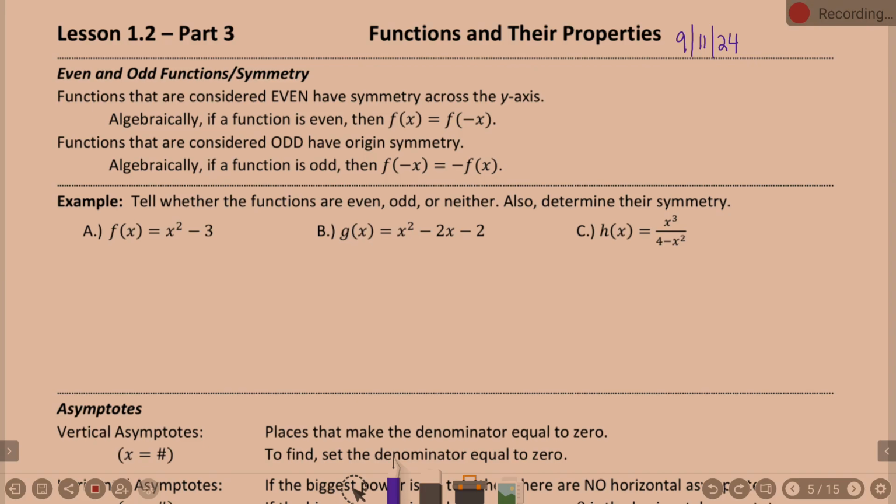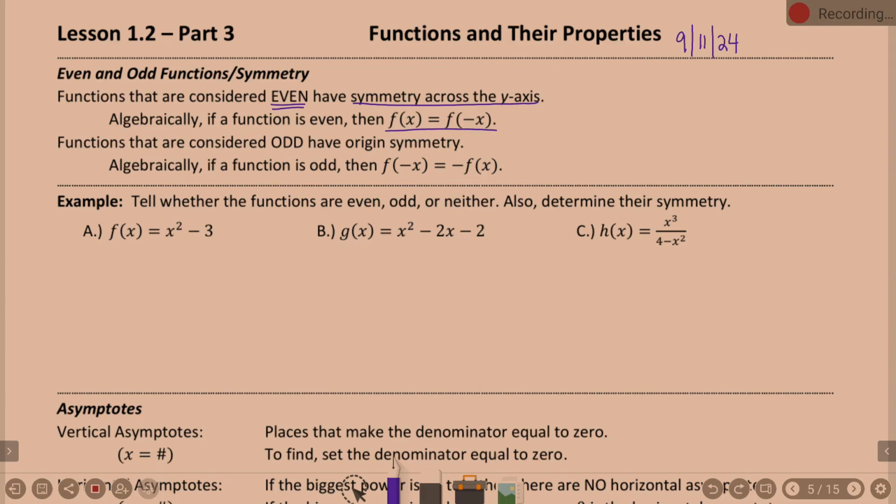Okay, so a little bit of vocab here. Functions that are considered even have symmetry across the y-axis. So if a function is what we call even, it is symmetric across the y-axis, which means it has vertical symmetry. Now, that's the graphical way. Algebraically, if a function is even, then f of x is equal to f of negative x. So there are 2 different ways to know if a function is even or not.